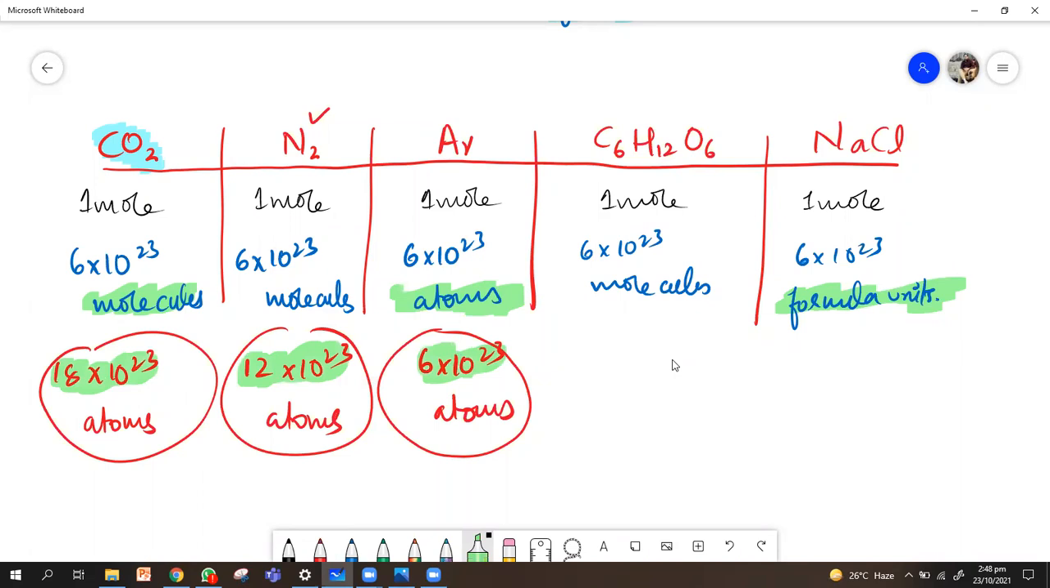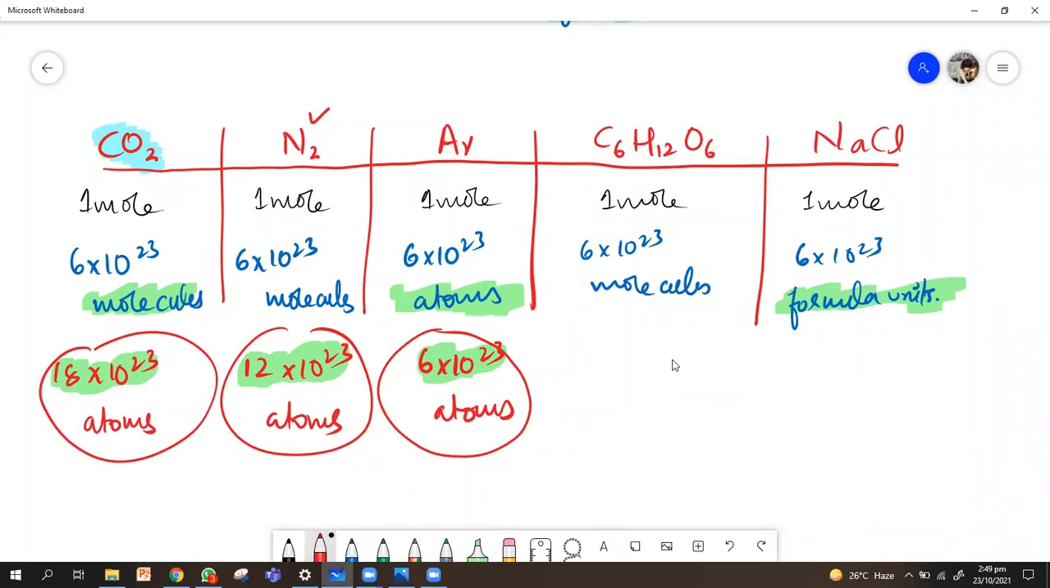Why? Because I'm saying it for the fourth or fifth time: any substance that exists in nature, whether an element or a compound, its basic particle in one mole will be 6 × 10²³. And that particle can be an atom, molecule, or formula unit. So please make sure you understand this.